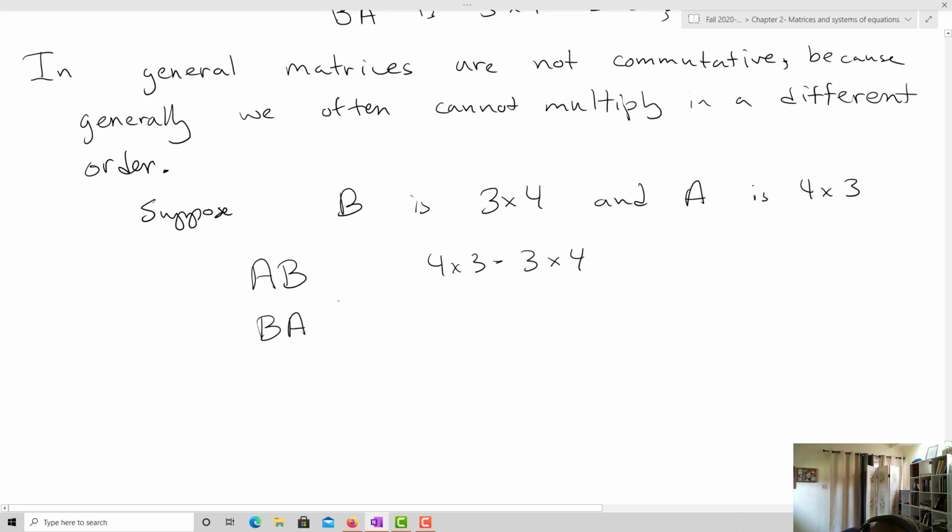And BA is 3 by 4 times 4 by 3. Okay? So that can also be multiplied. But the result in the case of AB is going to end up being 4 by 4, and the result in the case of BA is going to be 3 by 3. So that doesn't work. Okay?